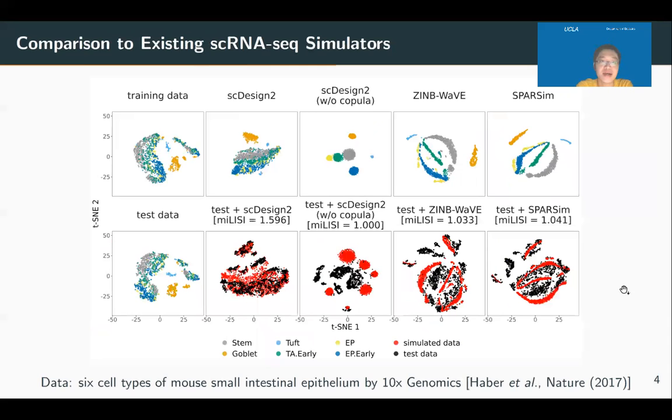First, we can compare our method to existing simulators. Here we use a multi-cell type data set, and we compare the t-SNE visualization patterns. As we can see, the pattern of data from scDesign2 is closest to the real data compared to the other simulators, and also our own simulator without modeling the correlations. And also if we mix the simulated data and the real data together and then do the t-SNE plot, we can see that scDesign2 achieves the best mixing compared to the other simulators.